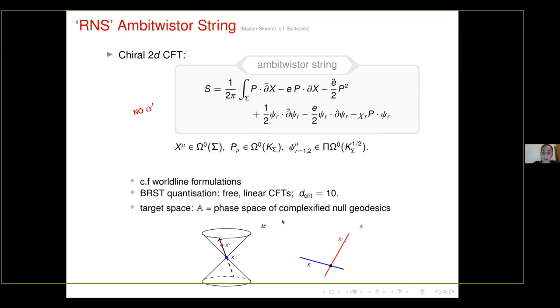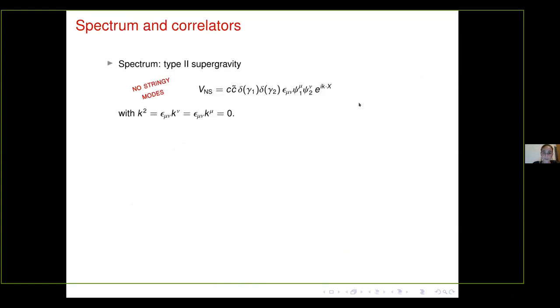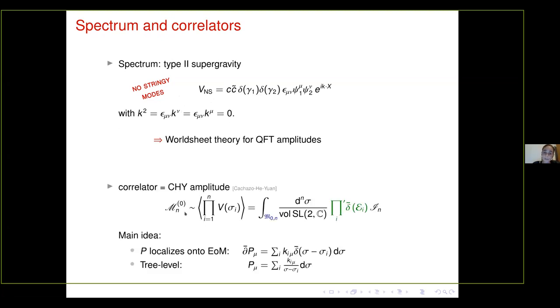Now, it's easy to see that the target space is ambitwistor space, which is where the name is coming from, and which is just the phase space of complexified null geodesics. So you can see that we have P and X, and we're modding out by the P² constraint. Now, the spectrum after GSO projection is just type 2 supergravity, and I've given here an example of one of the vertex operators. And I really want to stress here there are no stringy modes. It's type 2 supergravity on the nose. And without going into any details, what you can do is take tree-level correlators of this model, and what you find is that they directly reproduce the CHY amplitudes.